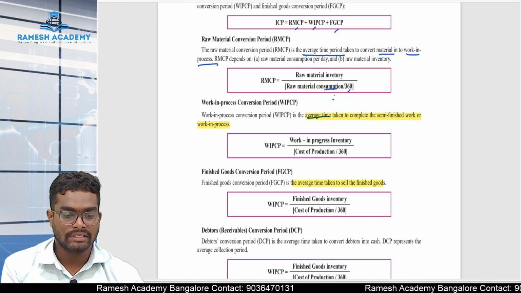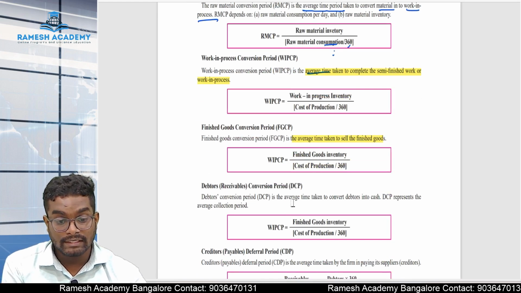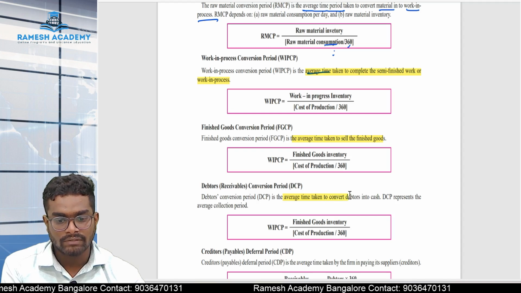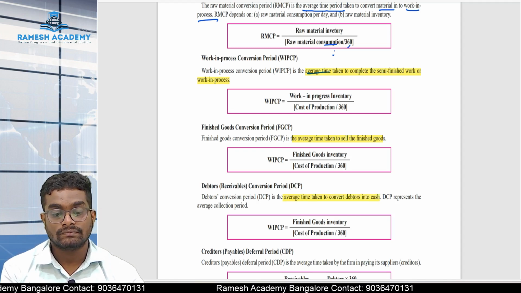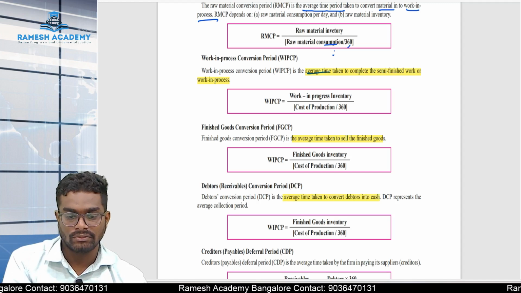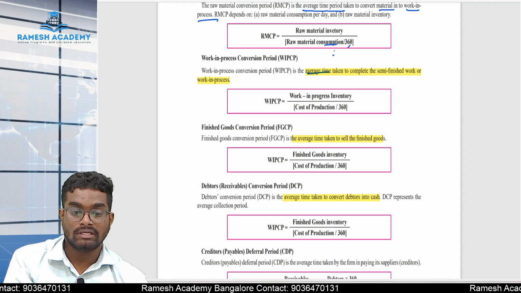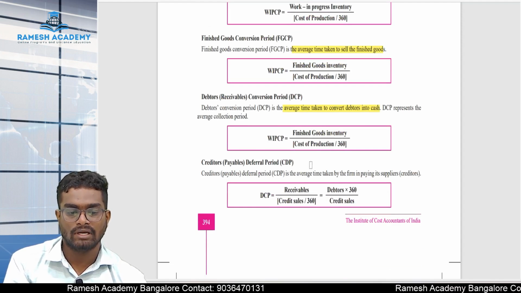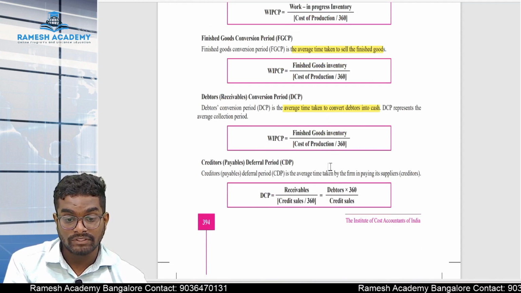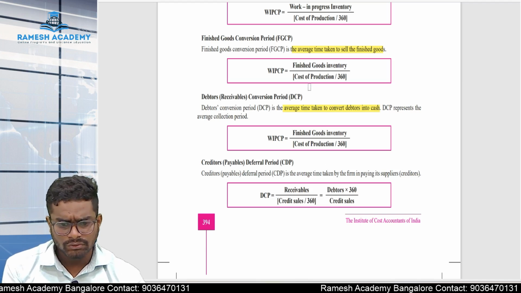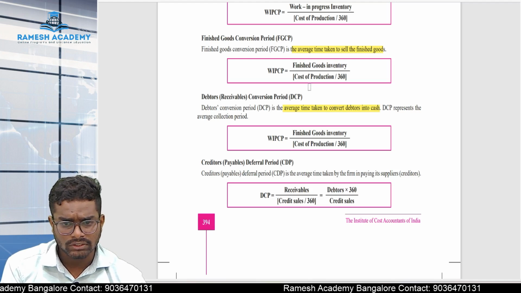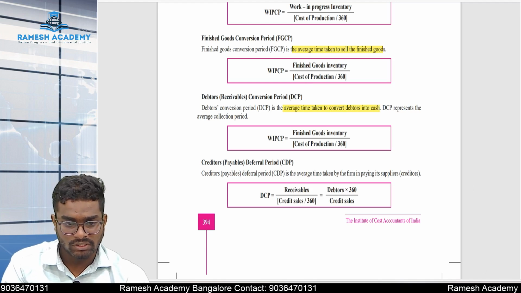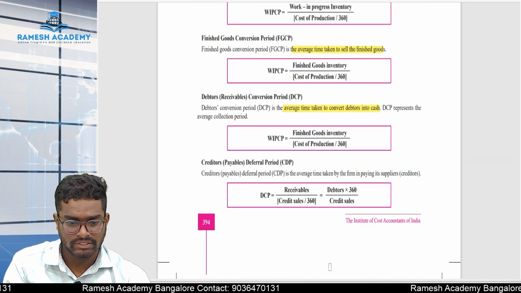Now what is left? Debtors conversion period. So what is debtor conversion period? Debtor conversion period is the average time taken to convert debtors into cash. So it is the time taken to convert debtors into cash. So what is the formula? Again it goes with the same formula, which is finished goods by cost of production. No, this is wrong actually. It should not be like that. So this is the wrong formula. Actually the correct formula is given here, see.